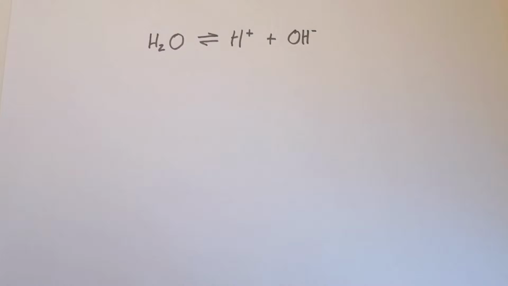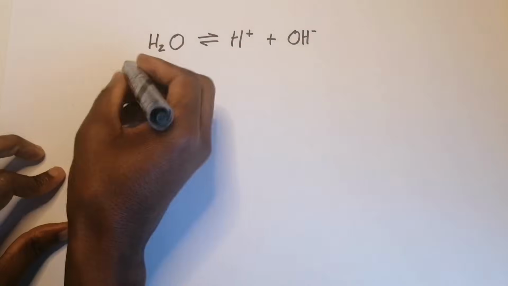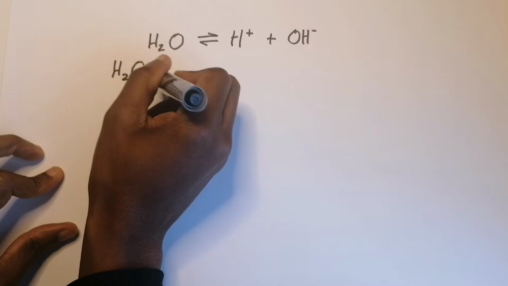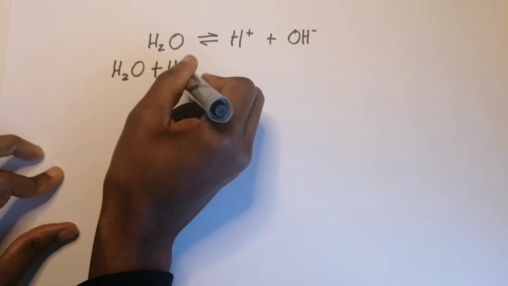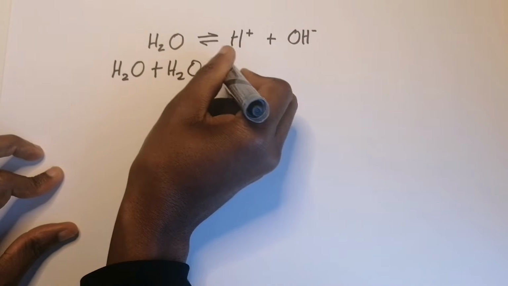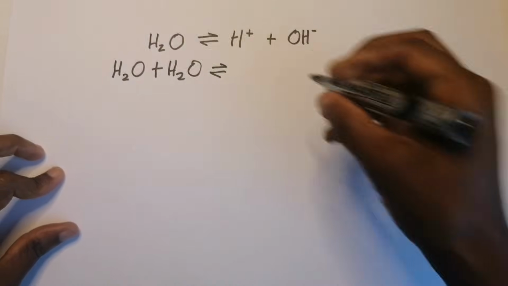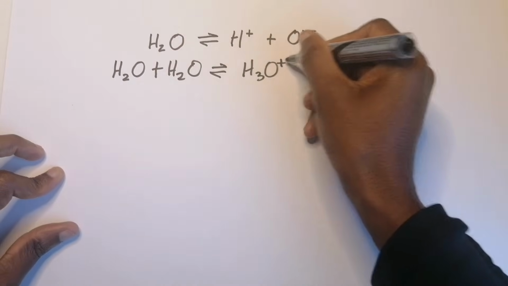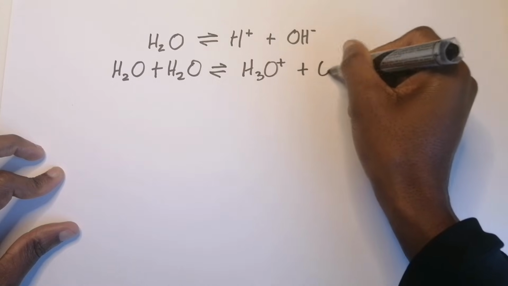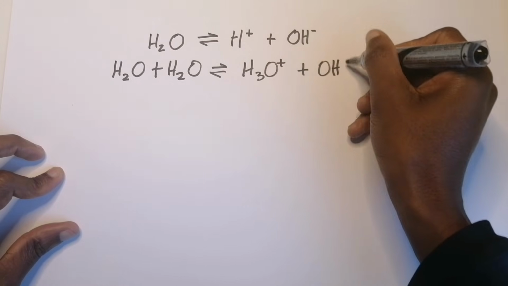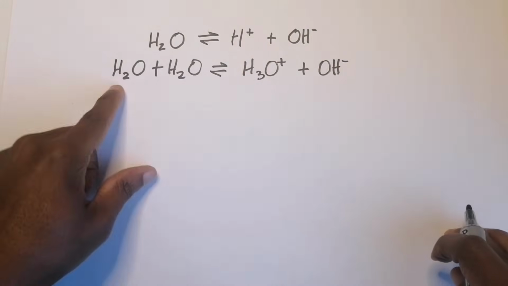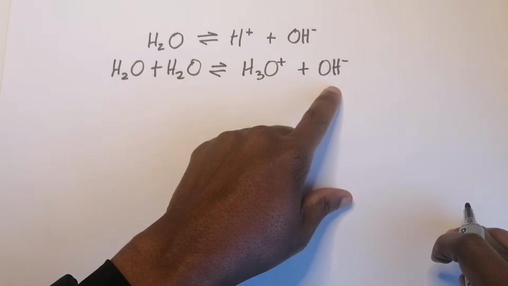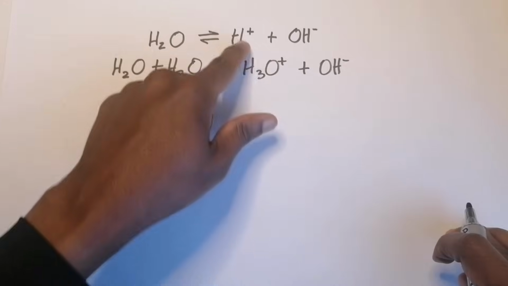And by the way, please don't be alarmed. In some cases, they do write it in this way. So H2O plus H2O, okay, giving us, remember I said to you, H plus and H3O plus are exactly the same thing, okay? So if you look at this, they write it as H2O and H2O, giving you H3O plus and OH minus. And remember what I said to you the last time?